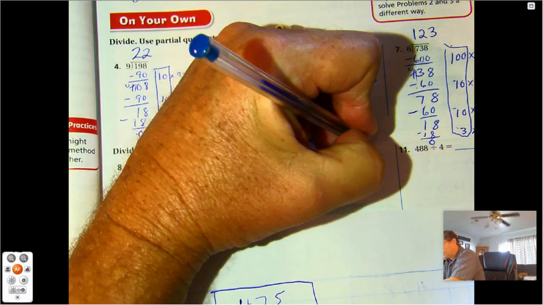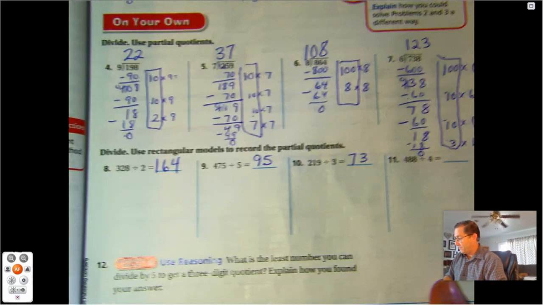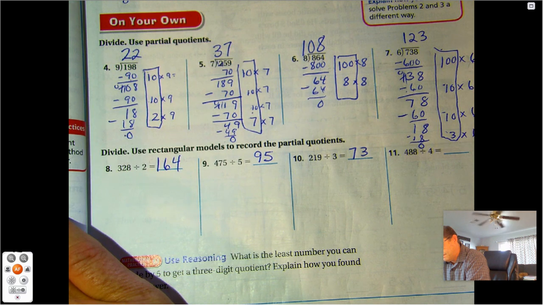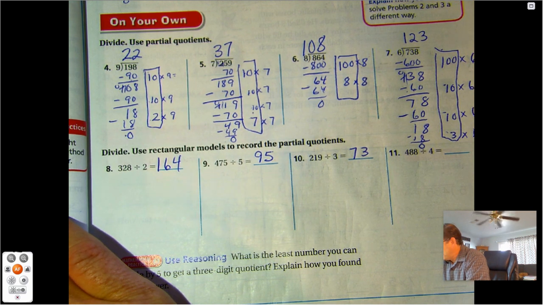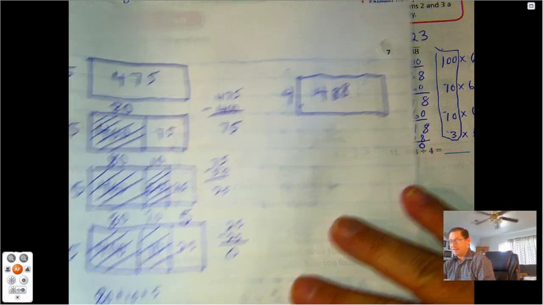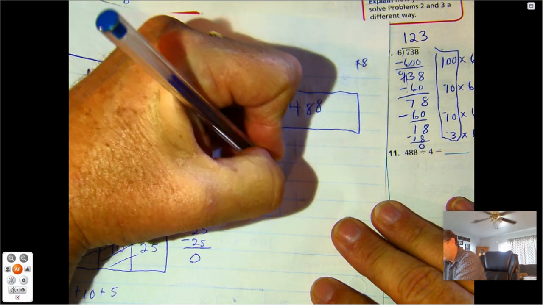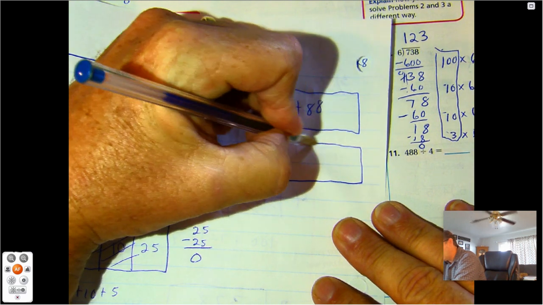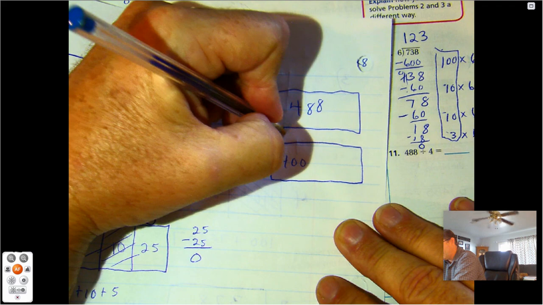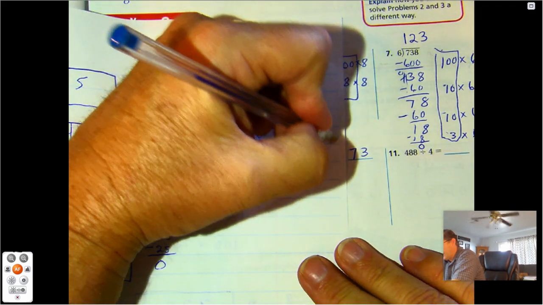Number 11, 488 divided by 4. 488 divided by 4. Well, I want to take away 100 fours, or 400, away from the 488. 100 times 4 is 400. So 488, take away 400, leaves me 88.